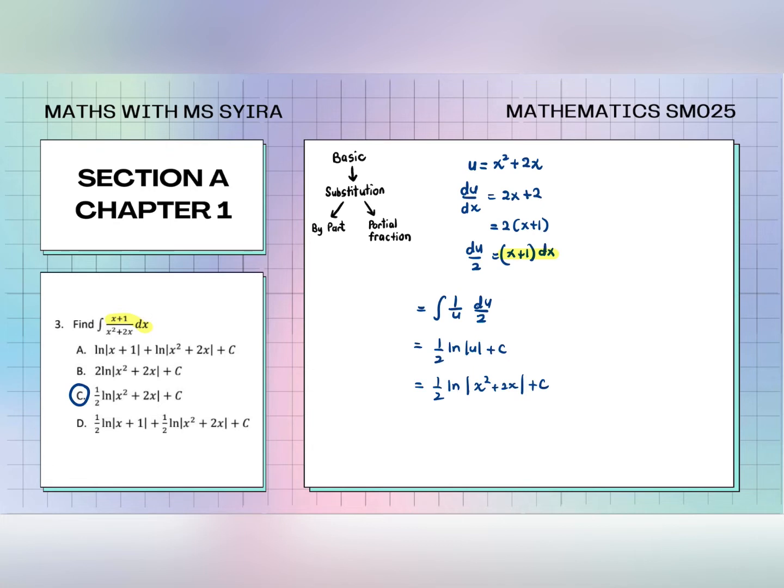If we can use substitution, we proceed with substitution. But if we cannot proceed with substitution, then we are going to try either integration by parts or partial fractions. Actually this question can also be solved by partial fractions, but the simplest technique will be using substitution.